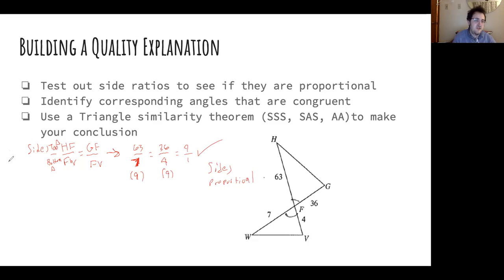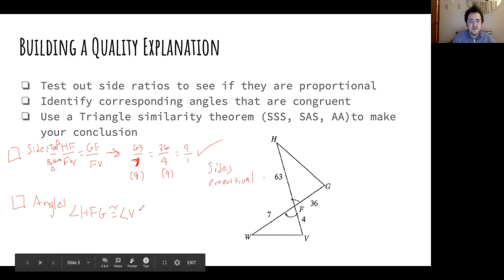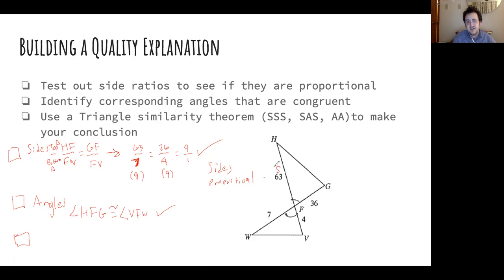All right, then we're going to do the angles. The only angle that we have marked that we can use is this vertical angle pair. So I could say that angle HFG is congruent to angle VFW. And then we could use a triangle similarity theorem. If we notice here, I have a side, I have an angle in the middle, and then I have a side out here.